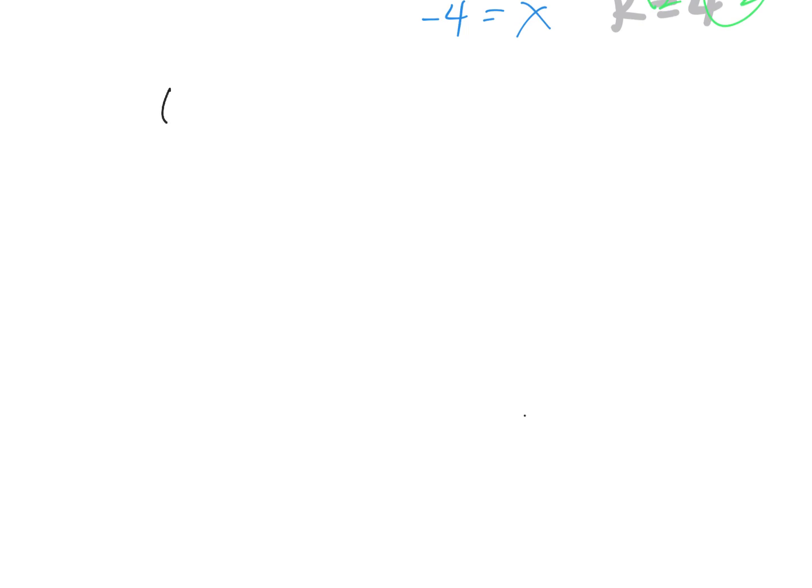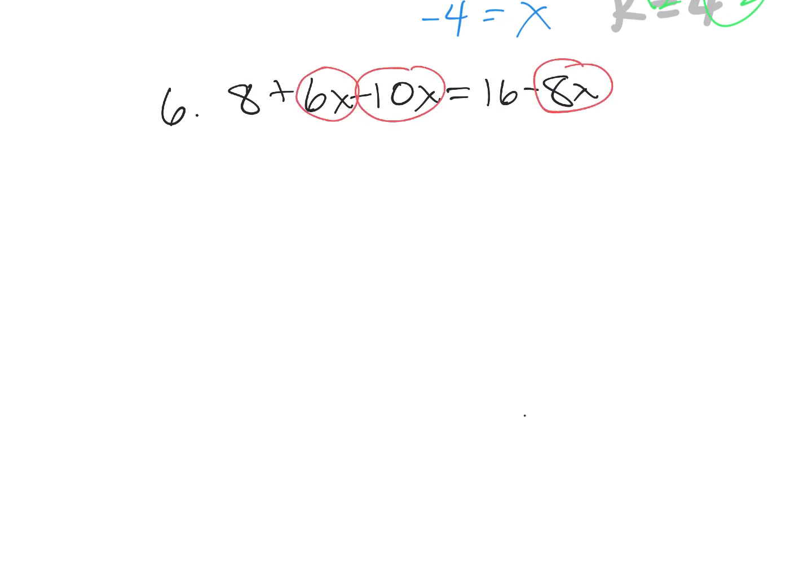Okay, so let's do number 6. It's very similar to number 5. So we have 8 plus 6x minus 10x equals 16 minus 8x. So I'm going to circle all these variables. I got all these like terms, right? So I'm going to simplify on the same side first.